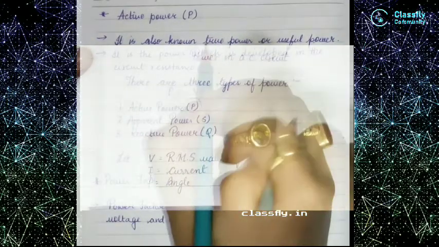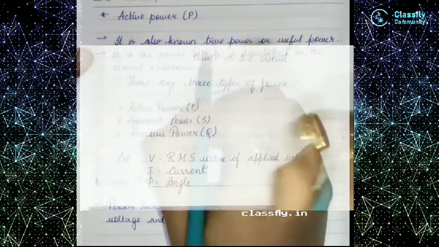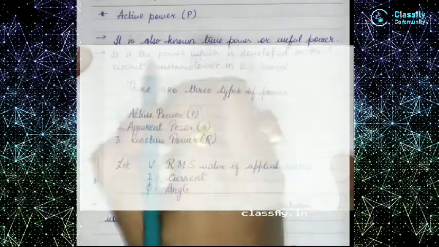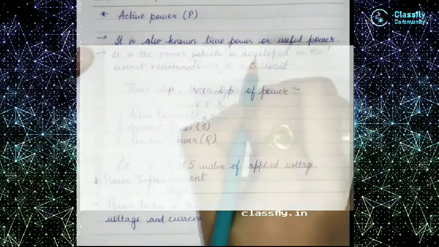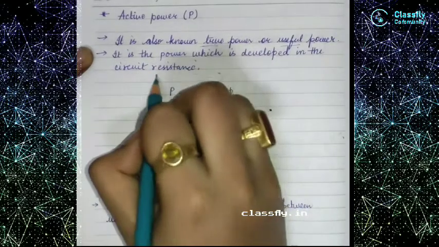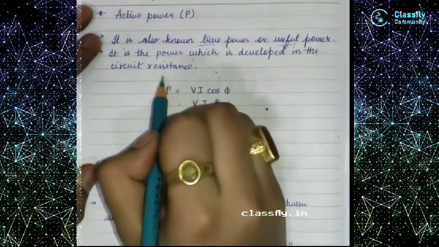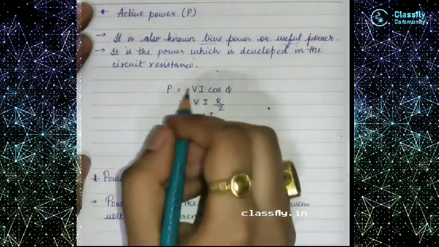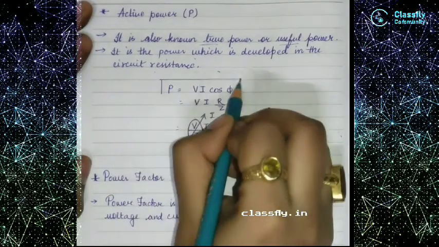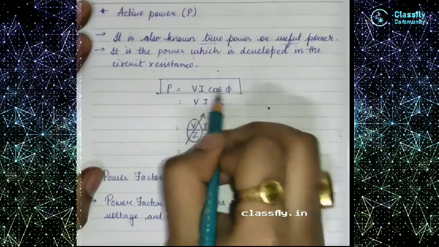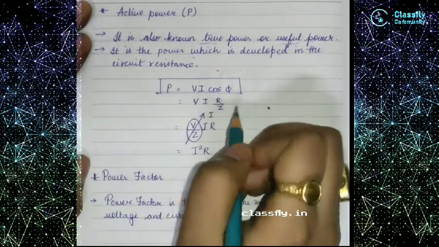Phi is the angle between the voltage and current. Okay, now let's move on with the first one, that is the active power. Active power is also known as useful power or true power, as the name suggested. It is the power which is developed in the circuit resistance. So the equation which we get for the active power is P is equal to VI cos phi.